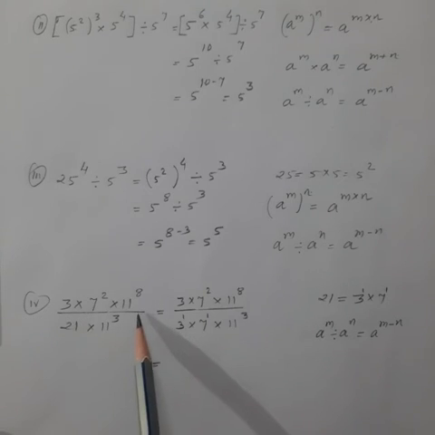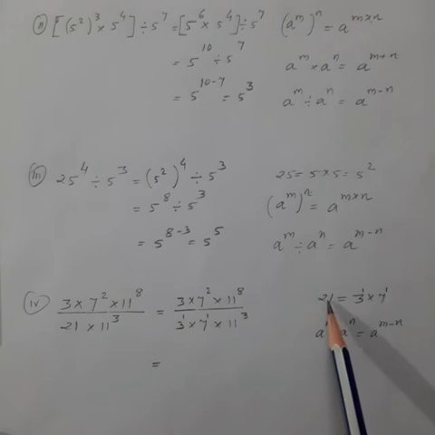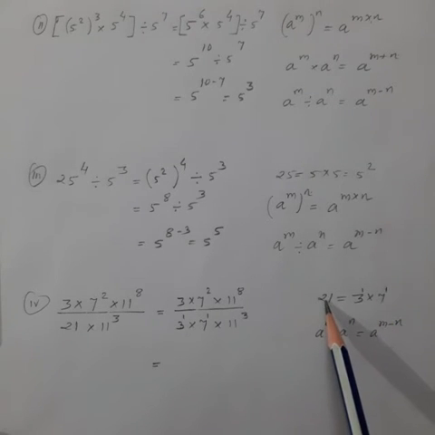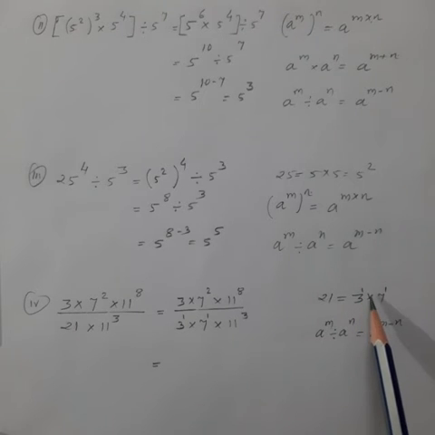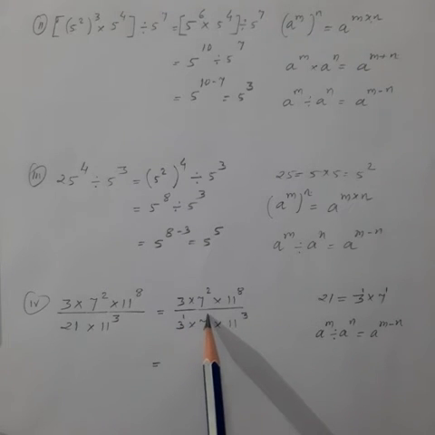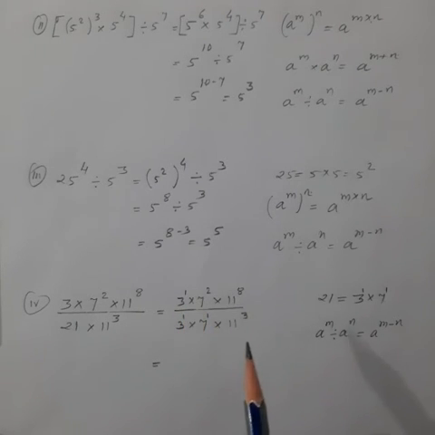Question 4. In this question 21 is a composite number. So first express 21 as the product of powers of its prime factors. We can write 21 as 3 raised to the power 1 into 7 raised to the power 1. So at the place of 21 write 3 raised to the power 1 into 7 raised to the power 1, and this 3 is single. So we can write it as 3 raised to the power 1.